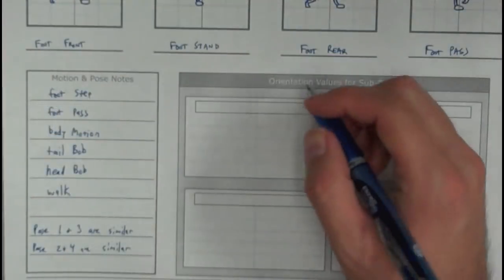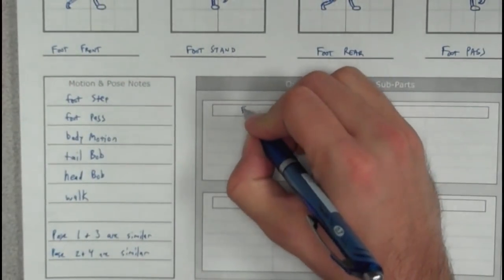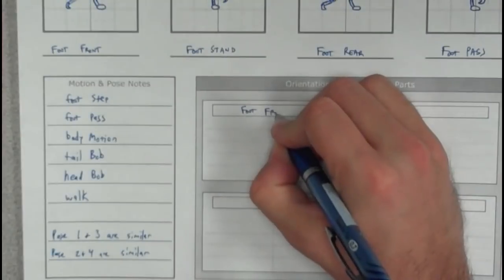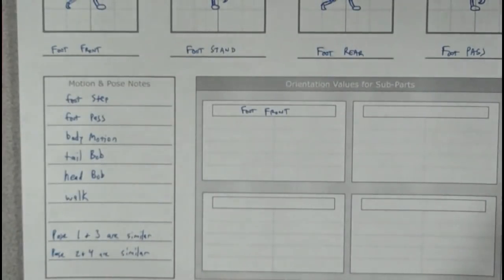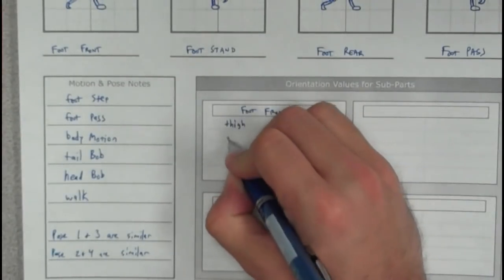On your animation document plan, write down the name of each pose in the boxes provided in the Orientation Values for Subpart section, then write down each leg subpart.